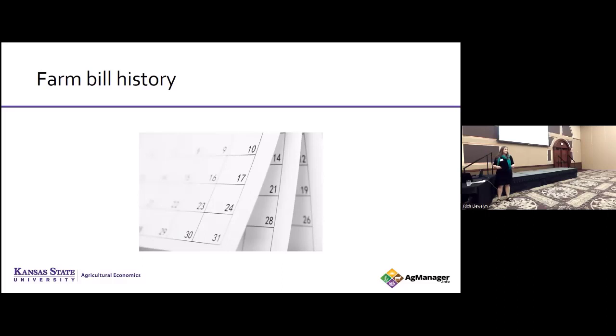In 1996, Freedom to Farm, the government got out of supply management. The government got out of holding commodities for the most part, but the government didn't get out of agriculture. We'll talk about that more.